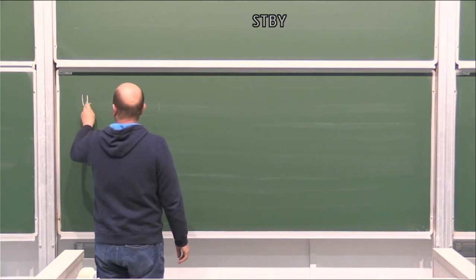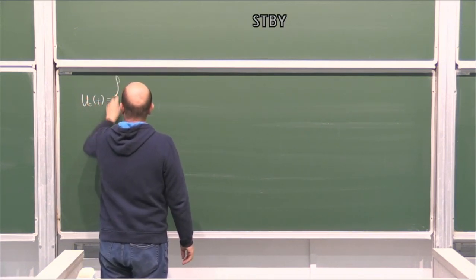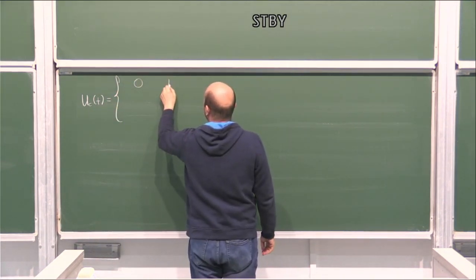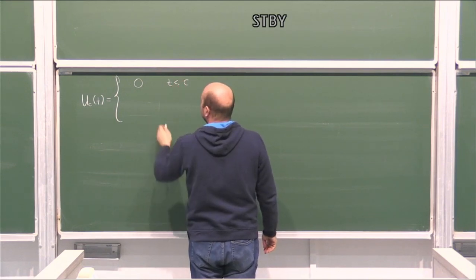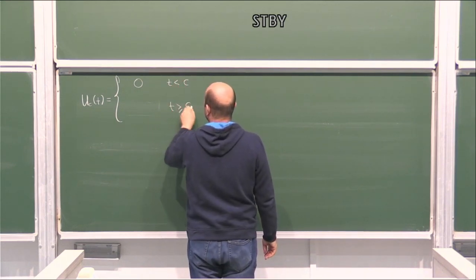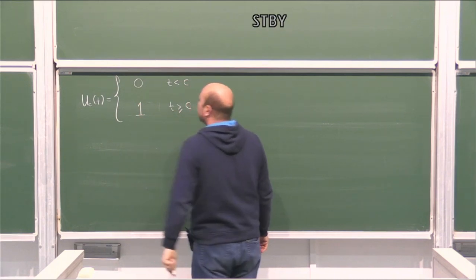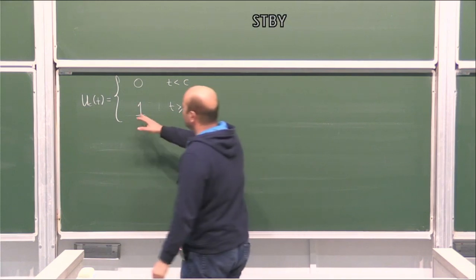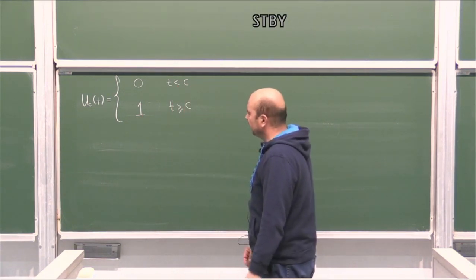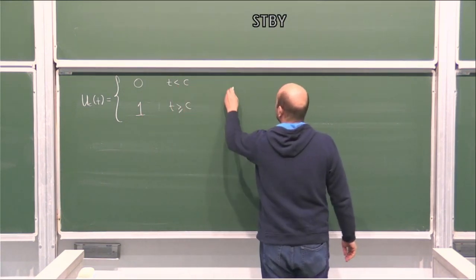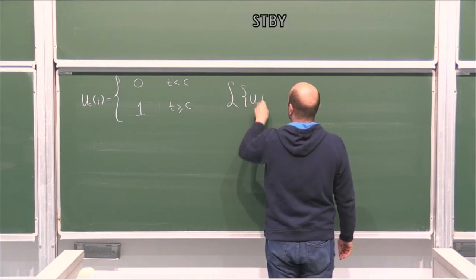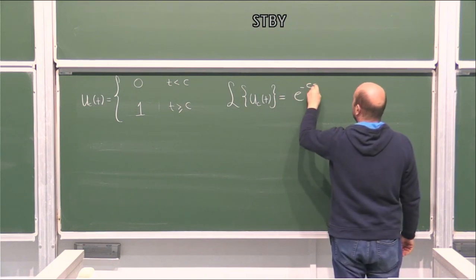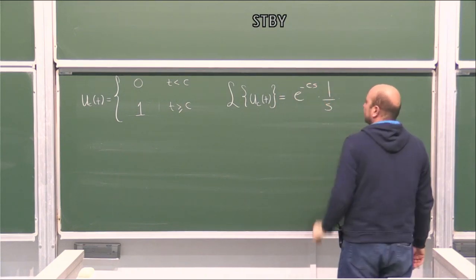So we talked about this unit step function, and this function was 0 when t is less than c, and when t is bigger or equal to c, it was 1. And we computed its Laplace transform. What was the Laplace transform of this? The Laplace of u_c(t) was equal to e to the minus cs times 1 over s.